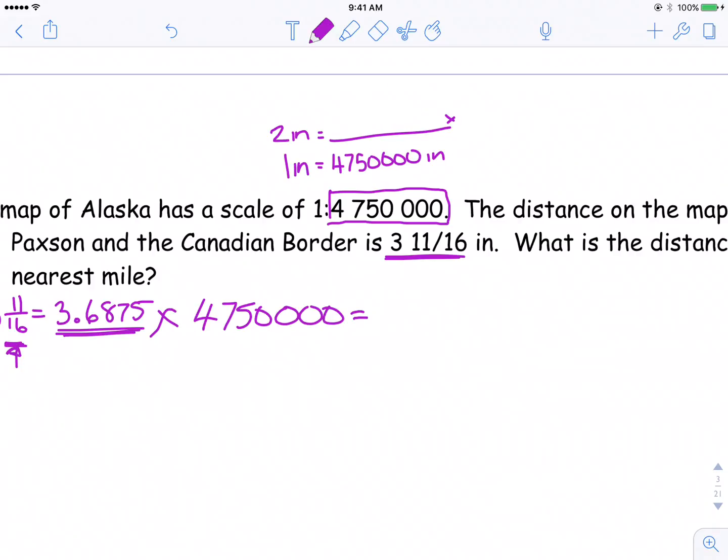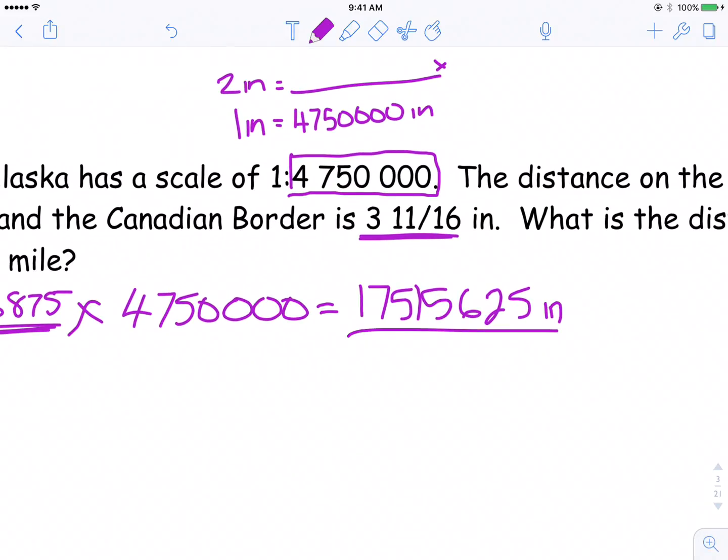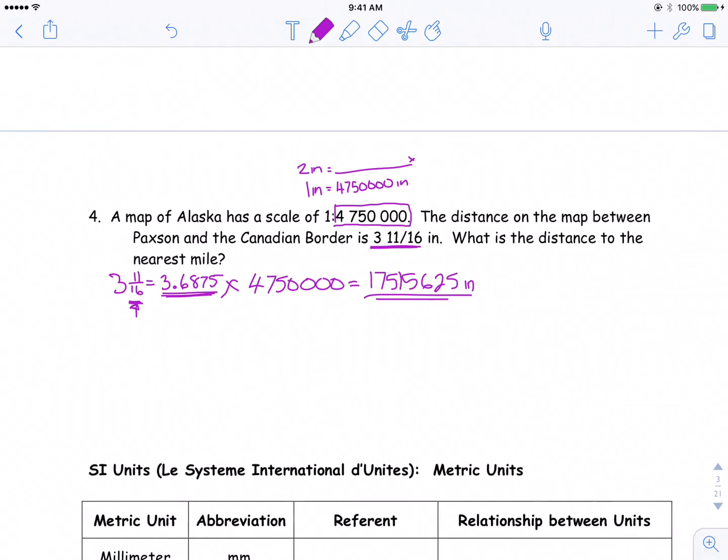3.6875 times 4,750,000 is an actual measurement of 17,515,625 inches. Well, that's a bit of a useless measurement. Who wants to know how far it is from one place to another in inches? So now we need to take those inches and obviously convert those to miles.